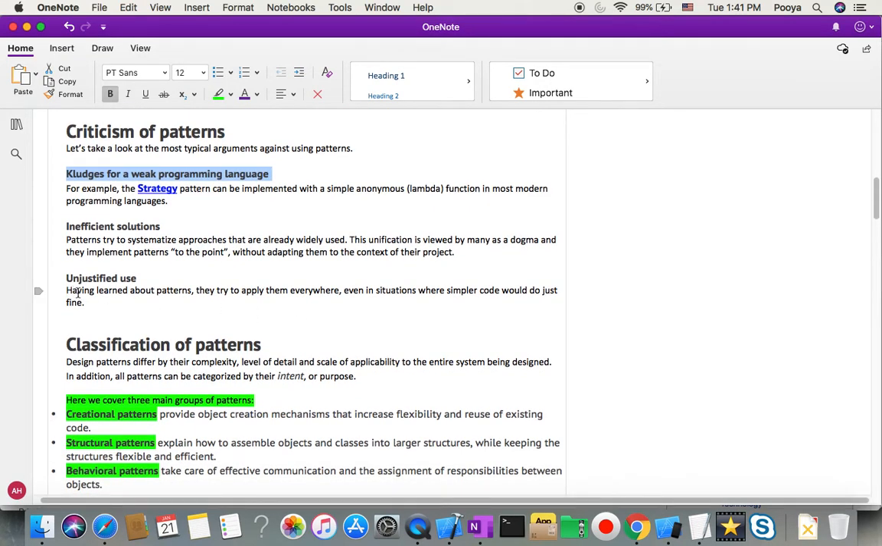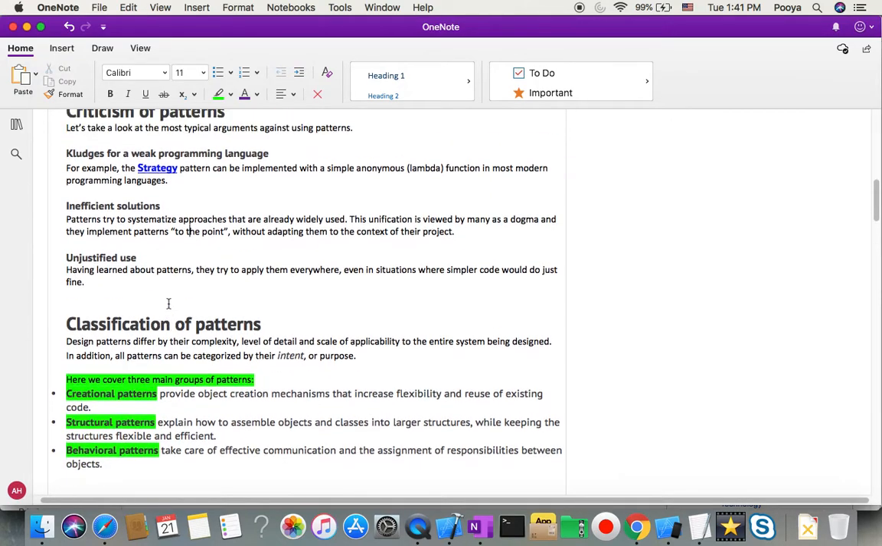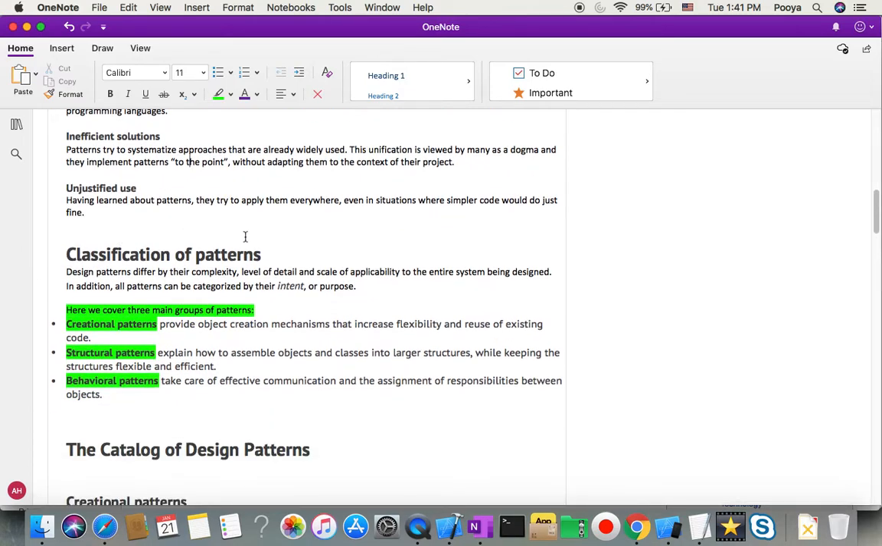Sometimes it's much easier to solve a problem. You can solve that problem pretty easily without using this. So it doesn't mean that you always need to do this. So these are the criticisms that exist against design patterns.